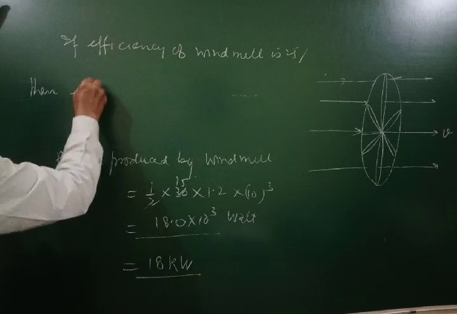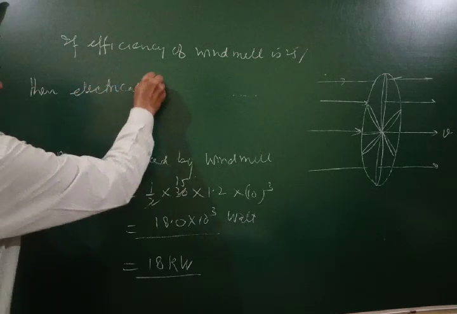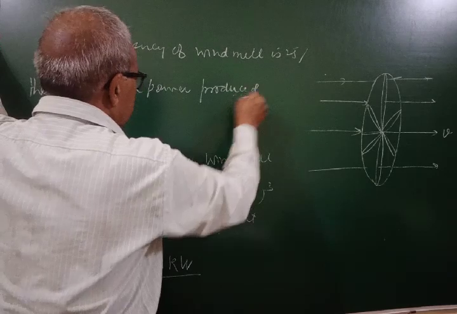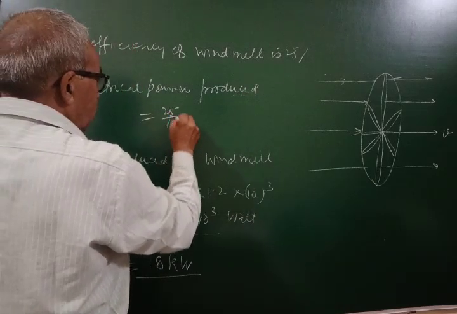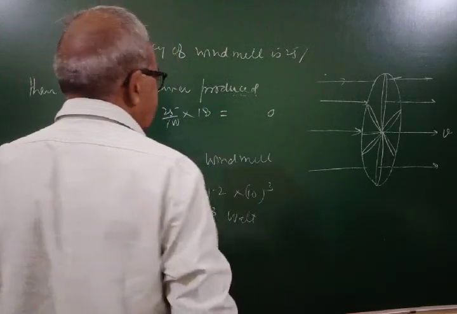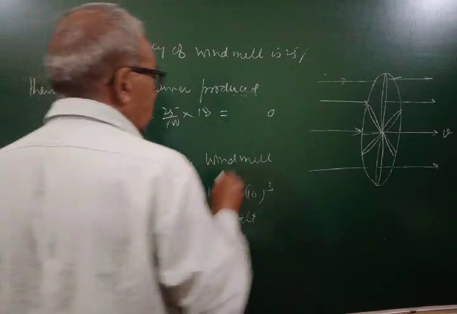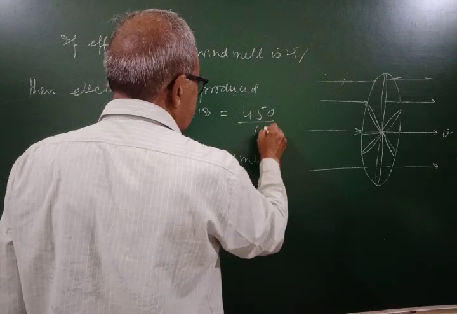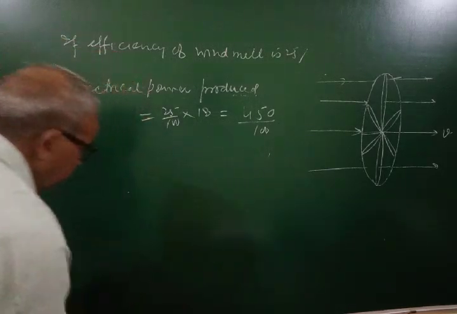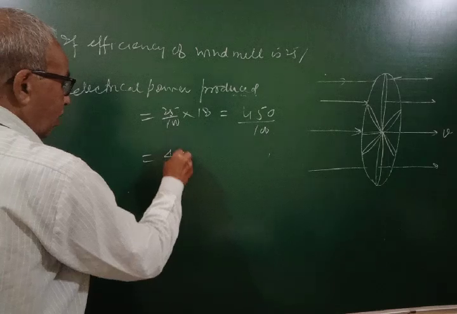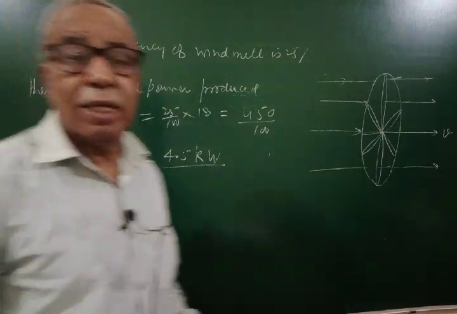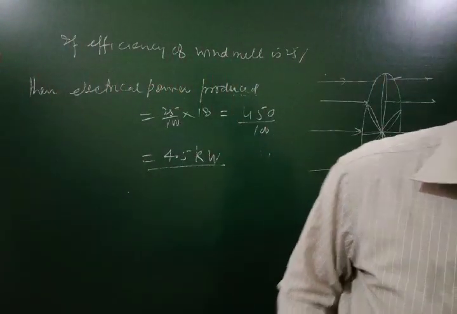Then the electrical power produced is equal to 25% of 18, which is 25 into 18 upon 100. So it is 4.5 kilowatt. It is 4.5 kilowatt. So this is the concept of the windmill.